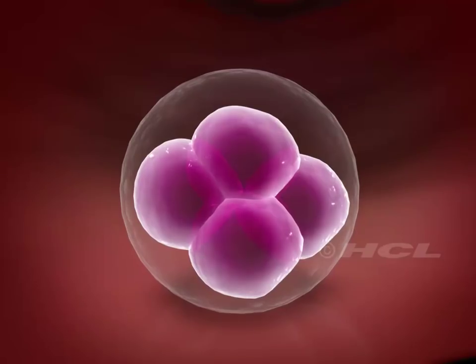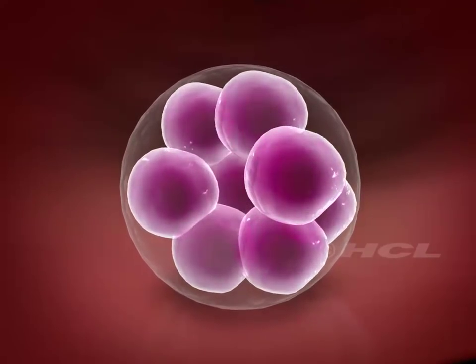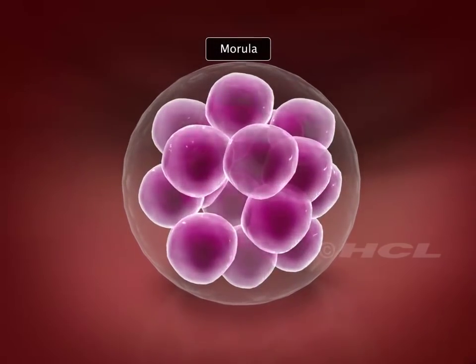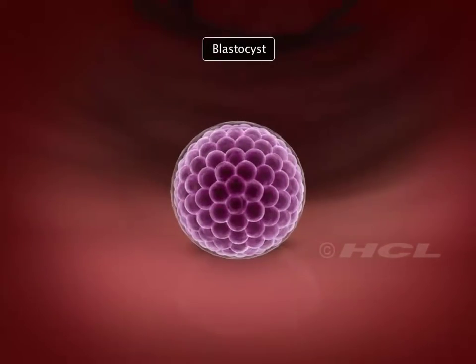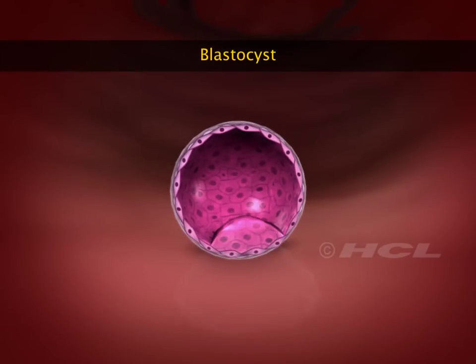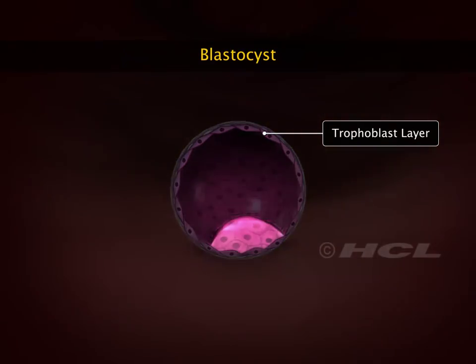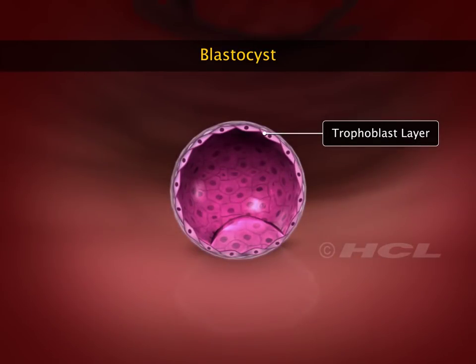Cleavage transforms the single-celled zygote into the many-celled blastula, then the 16-celled morula, and finally the hollow blastocyst. The blastocyst contains an outer layer of blastomeres called the trophoblast layer and an inner mass of blastomeres attached to the trophoblast. The inner blastomeres together constitute the inner cell mass.